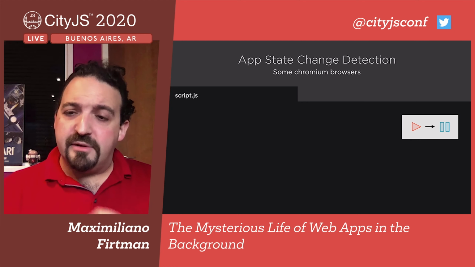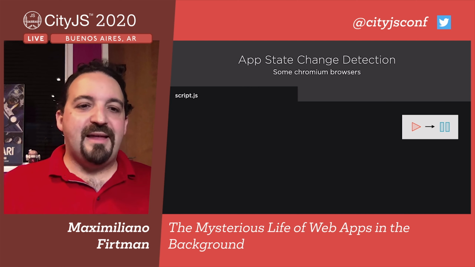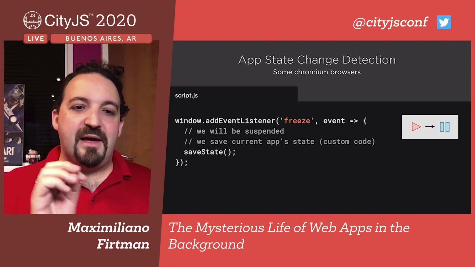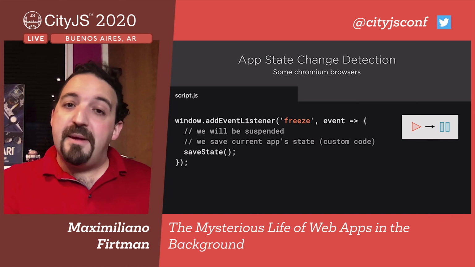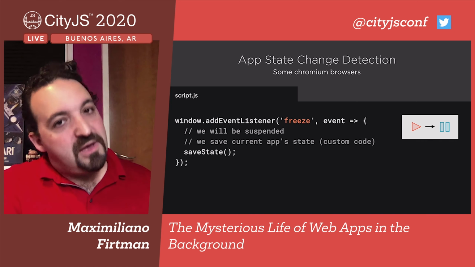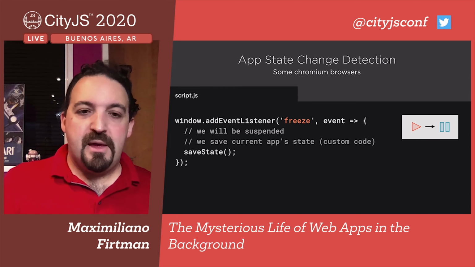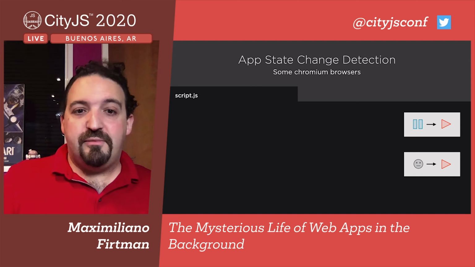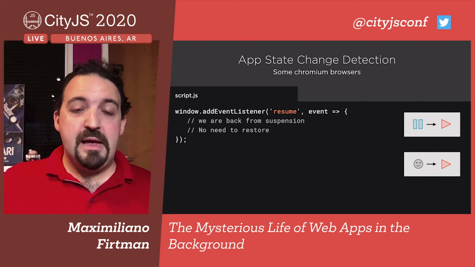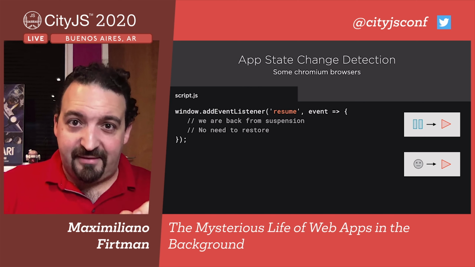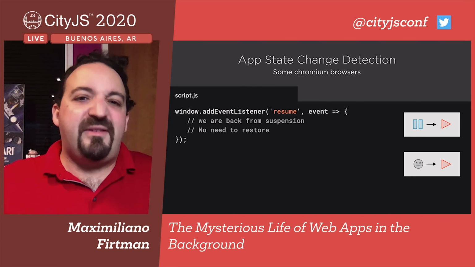On Chromium browsers, you can also detect when you go to freeze. In that case, you can use the event listener freeze. Freeze is actually when you will still be in memory, but without any execution. And for example, you can save the current app state. And because we have freeze, we have resume. In this case, you're going back from suspension, and there is no need to restore that state because you were still in memory. Okay, so you are only defreezing yourself.